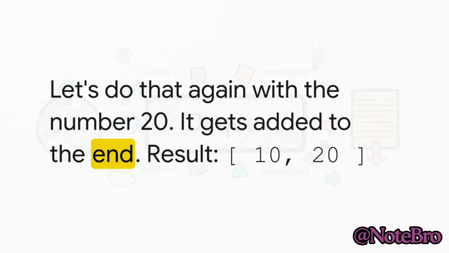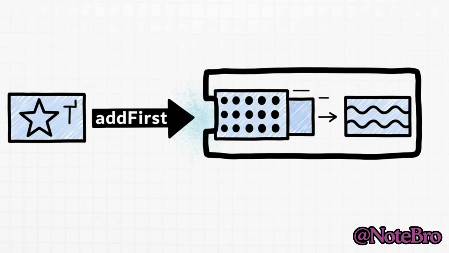Let's do that again with the number 20. We use add last, and it goes to the end of the line. Still, just like a normal queue, right? But now we get to see where the Deque's special powers come into play. Check this out. This is the add first operation. Instead of going to the back like everyone else, we can just slide the number 30 right into the front of the line. That's its first superpower, something a regular queue just can't do.